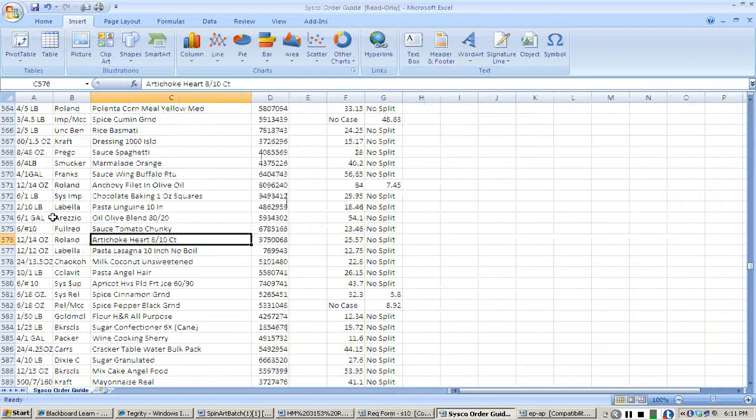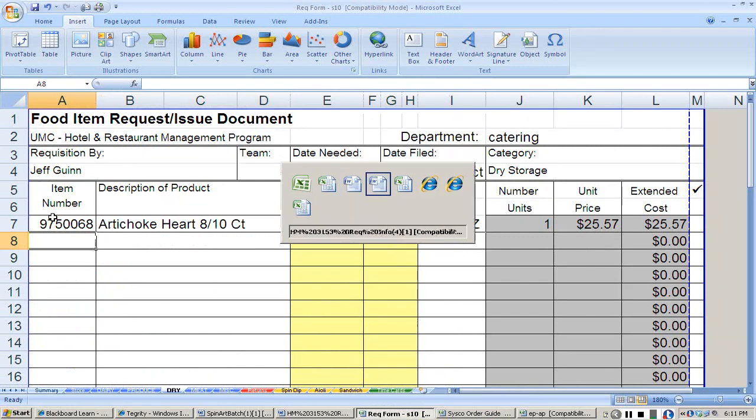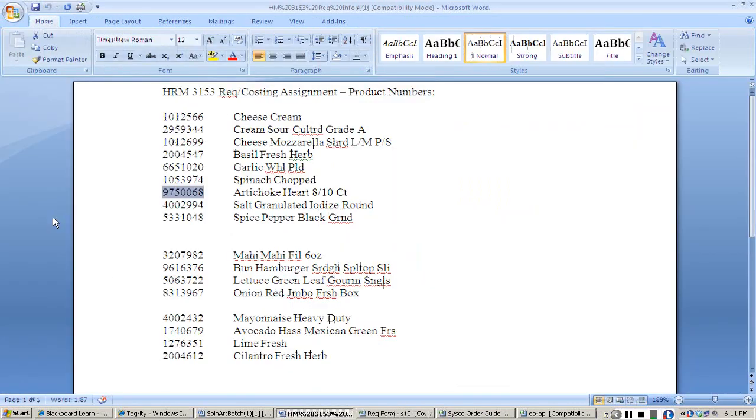And the description basically just means it's a size thing. So it's an 8 to 10 count in sizing, but that doesn't make any difference in the requisitioning part. And then next on our sheet is salt and pepper.